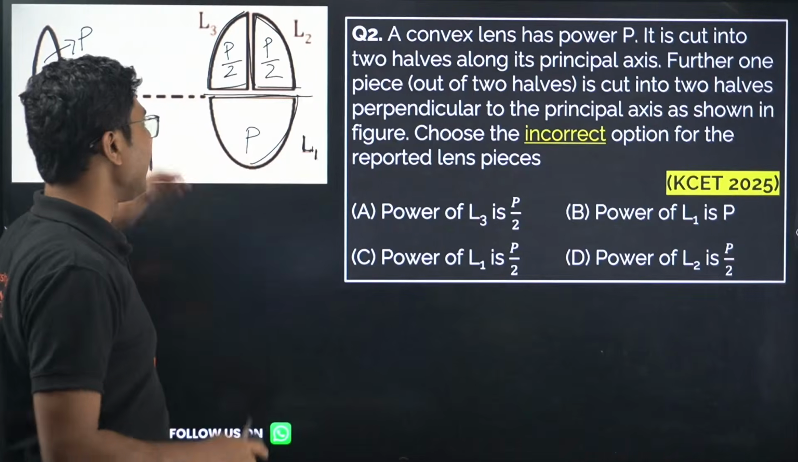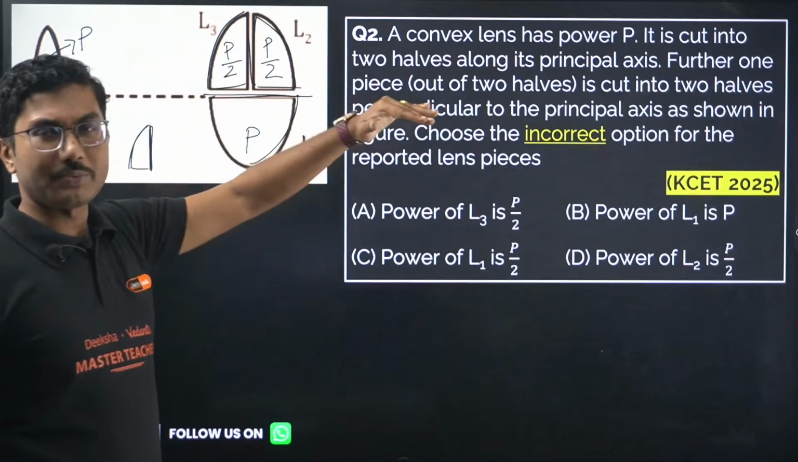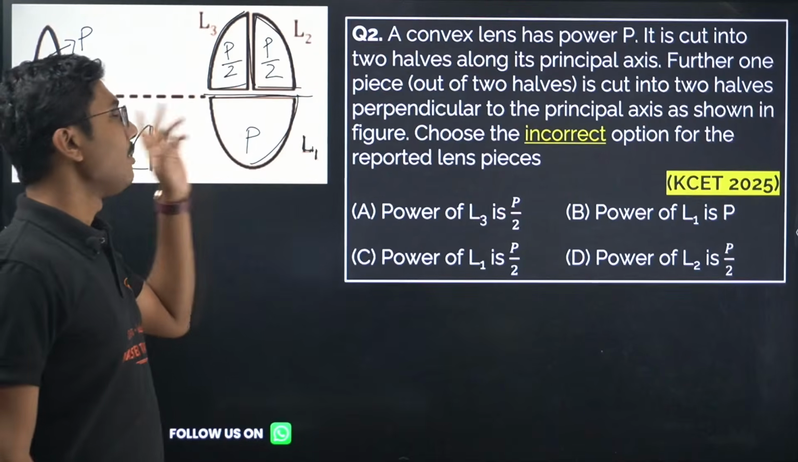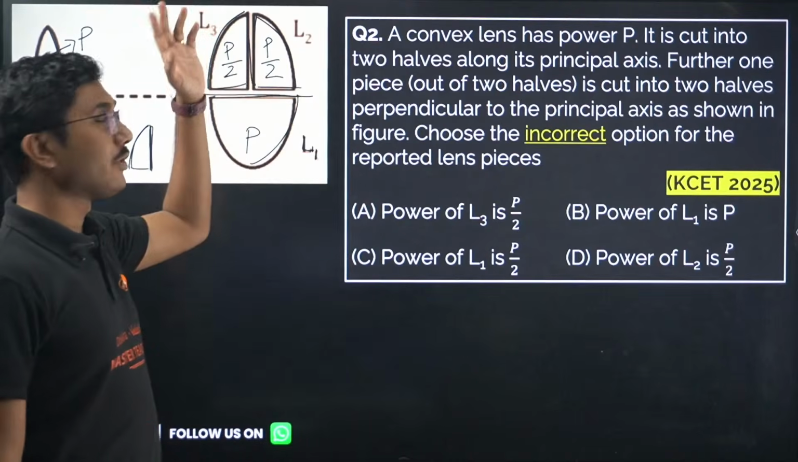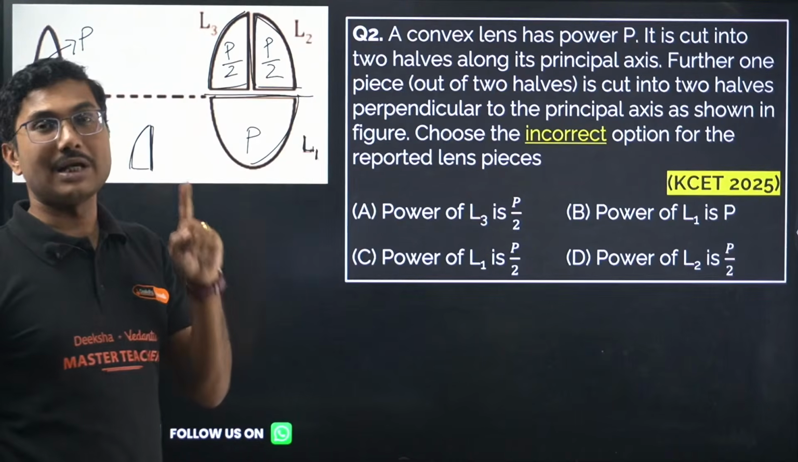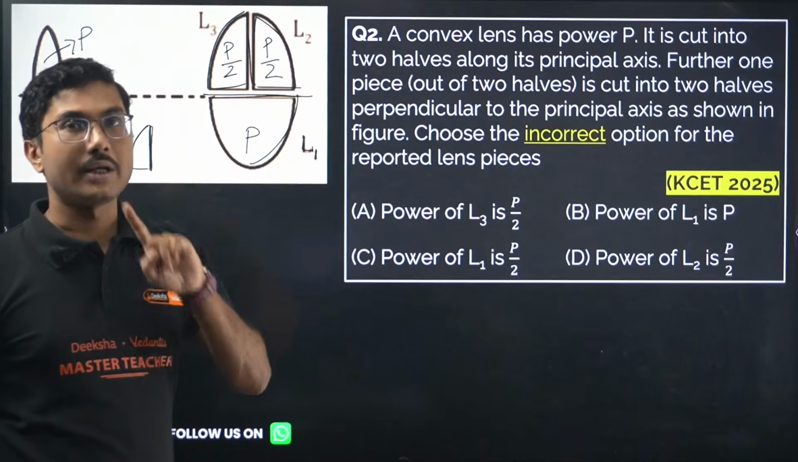Okay, so remember this: if you cut it along the principal axis, focal length does not change, power does not change. If you cut it perpendicular to the principal axis, power becomes half, focal length becomes double.